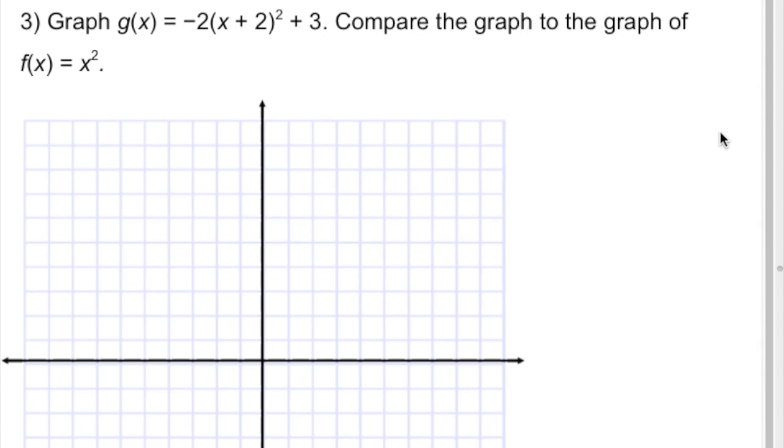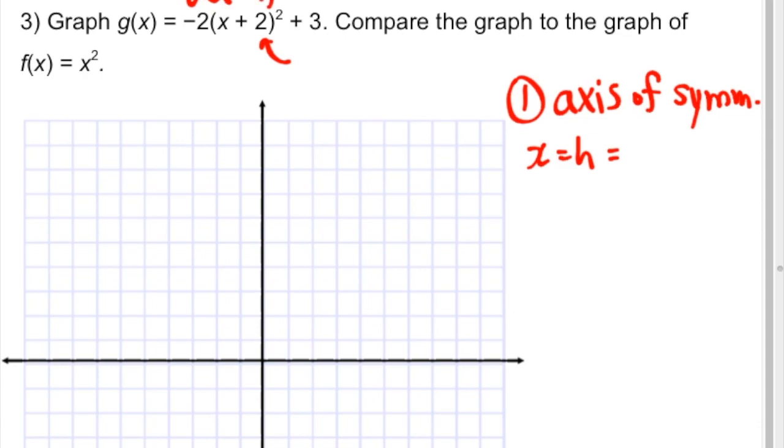Alright, so here's the next question. Graph g(x) = -2(x + 2) squared + 3. First, graph the axis of symmetry. And your axis of symmetry is your h value, which is, in this case, -2. Because your negative negates each other, it becomes a positive. So now my dashed line will be your axis of symmetry at x = -2.